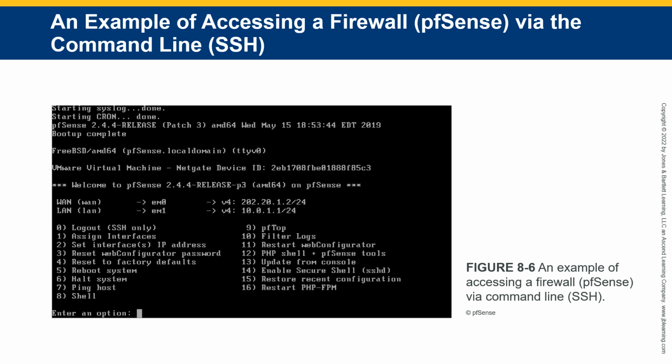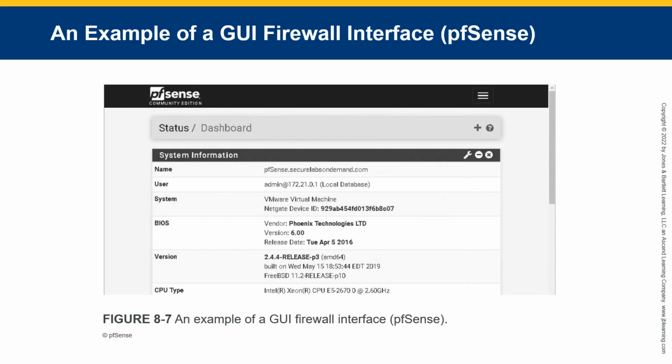So here's an example of accessing the pfSense system through an SSH terminal. You can see it's based on FreeBSD. You're running on AMD64. So you have your pfSense in there. You have all your options in a menu. You select your menu item in the shell and you move forward. So that's what you want to do there. Here's an example of the GUI interface, and as you can see, it's a web-based interface that you can control, and it goes through all that.